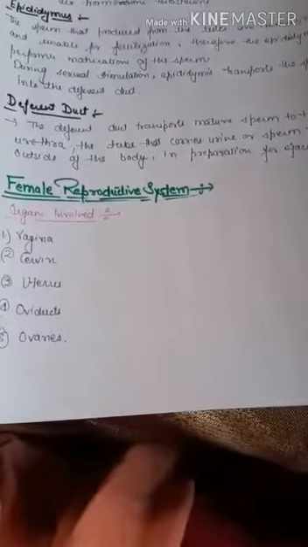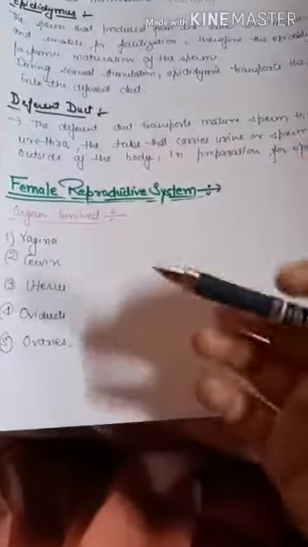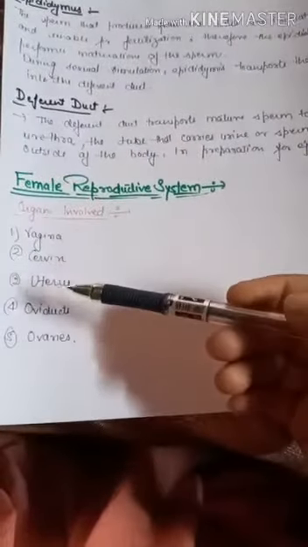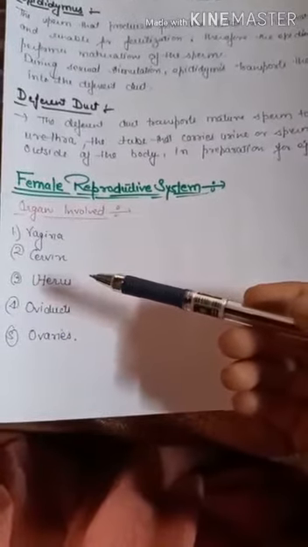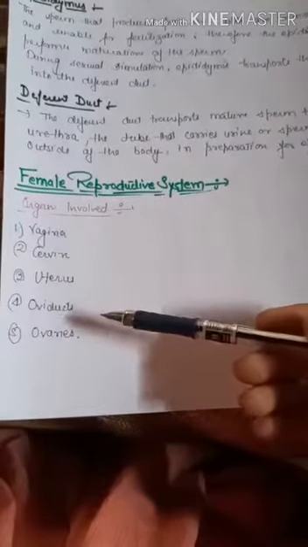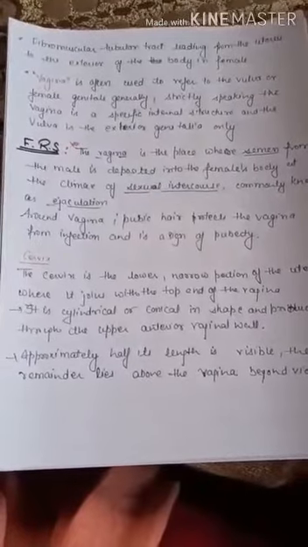Next is the female reproductive system, and these are the organs involved: vagina, cervix, uterus, oviduct, and ovaries. The vagina is a fibromuscular tubular tract leading from the uterus to the exterior of the body in females.